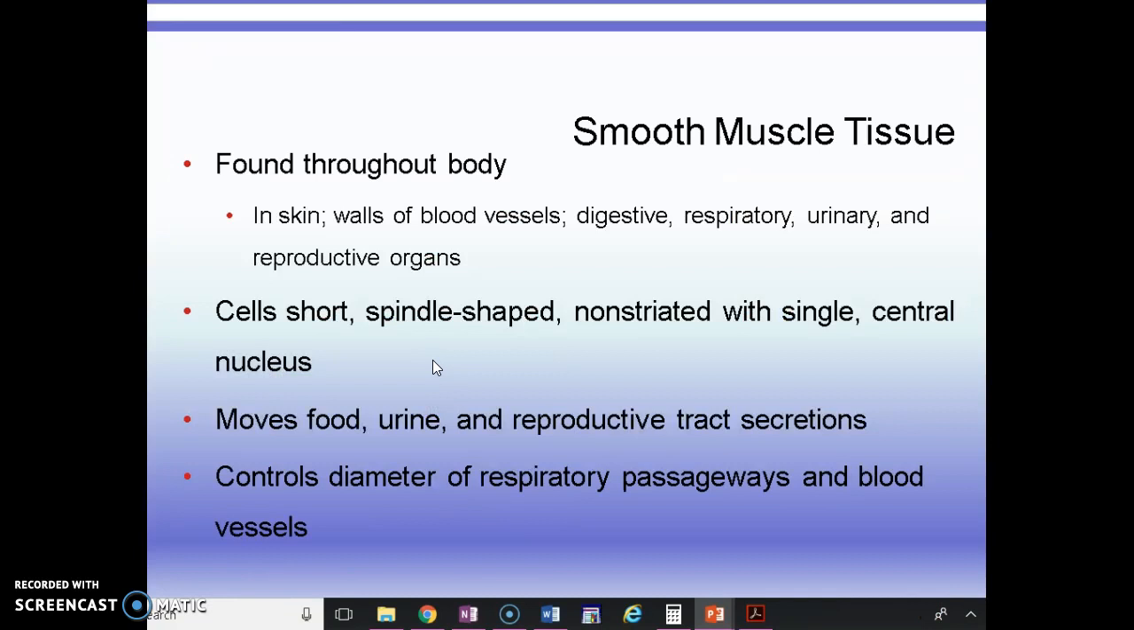And finally, smooth muscle tissue is throughout the body. It's in our skin, it's in the walls of blood vessels, it's in our digestive, respiratory, urinary, and reproductive organs. These cells are shorter, they're spindle-shaped, non-striated, and have a single nucleus. They cause movement within the body. They control the diameter of passageways.